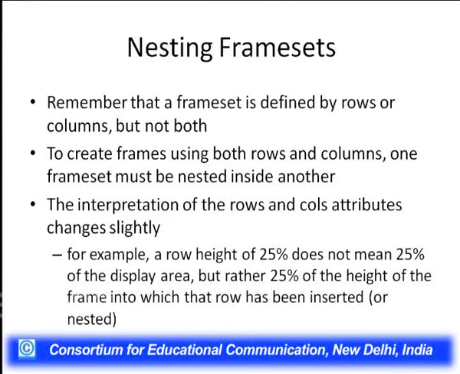The interpretation of the rows and cols attributes changes slightly. For example, a row height of 25% does not mean 25% of the display area, but rather 25% of the height of the frame into which that row has been inserted or nested. So basically, when you are using nesting of Framesets, the sizing element will vary a little bit. Rest is that within one Frameset you specify, instead of a frame, another Frameset in it. So this is how we use the nesting of Frameset.